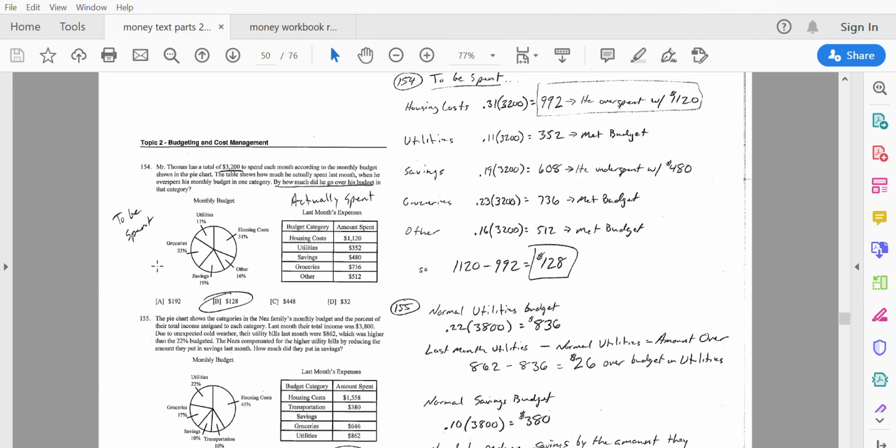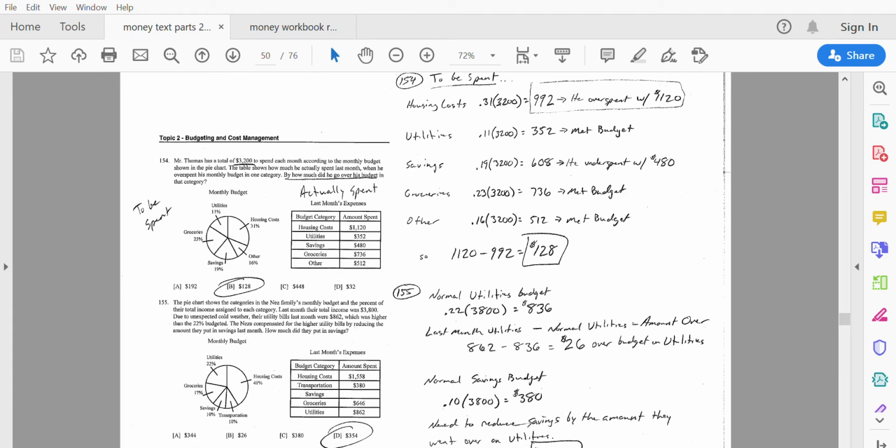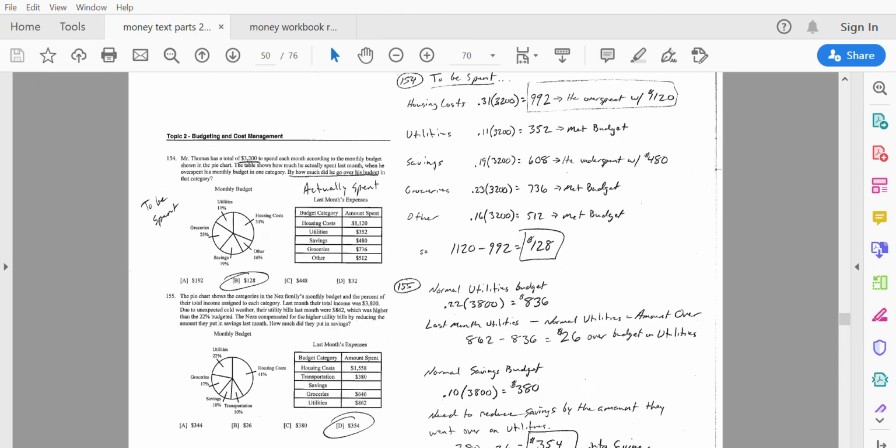Let's see if I can fit all this in here again. I'll try to get two problems in at the same time here. Okay, so let me cut that out. It might look a little small, but okay.